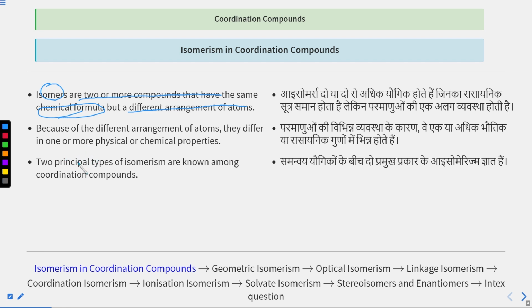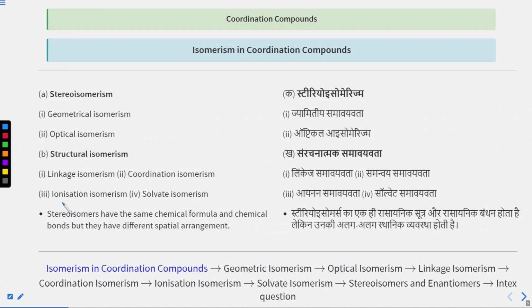Now, what is the effect of this different arrangement? It impacts both our physical and chemical properties, because all our physical and chemical properties are totally dependent upon structure. Once we change the structure, we change the properties. The two principal types of isomerism known in coordination compounds are geometrical and stereo. We will see a table to get a clearer picture.